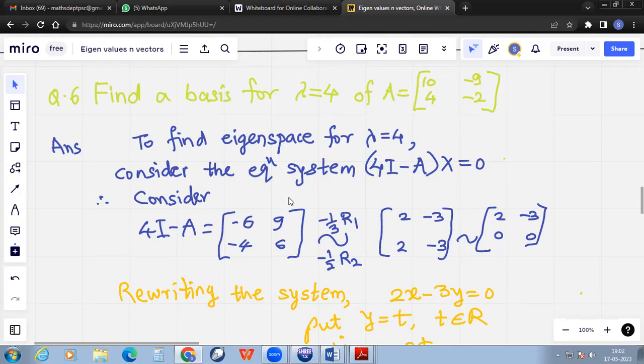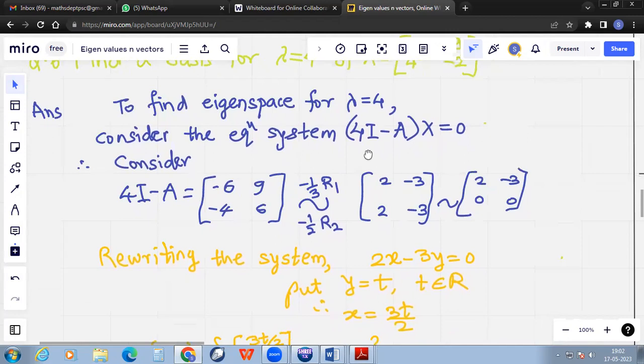So we solve the equation (λI − A)x = 0. We'll call it a homogeneous system of equations, with λ = 4. So how do we solve it? We'll use the Gaussian elimination method. We consider 4I − A because you know λ, so better you put its value. If λ is not known, we call it λI − A, but here we know λ is equal to 4.